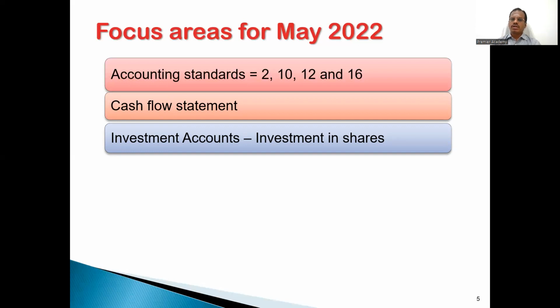Investment accounts, in that investment in shares, prepare well. Like what is the treatment for bonus share? In case the bonus shares are sold, how to present the profit or loss. Why average cost is more logical. Prepare from this kind of perspectives. Apart from that, right share. If there is acquisition of right share, how to account. All this, link it with accounting standard 13.